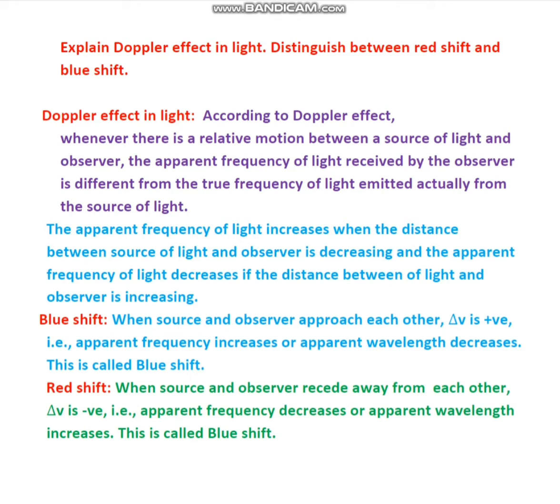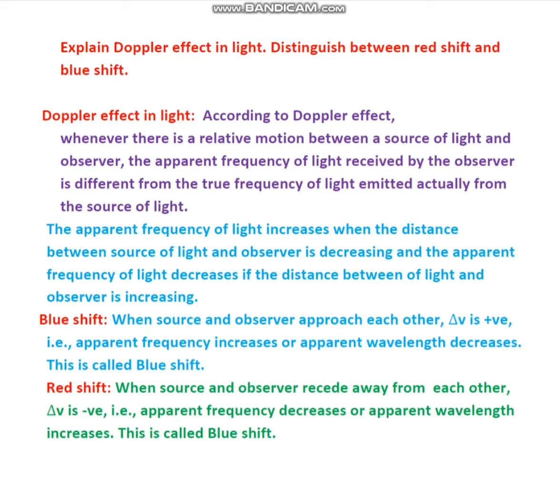According to Doppler effect, whenever there is a relative motion between a source of light and observer, the apparent frequency of light received by the observer is different from the true frequency of light actually emitted from the source of light. So this is the definition. The apparent frequency of light increases when the distance between source of light and observer is decreasing, and the apparent frequency of light decreases if the distance between the source of light and observer increases. So these are the main 2 points belonging to the Doppler effect in light.